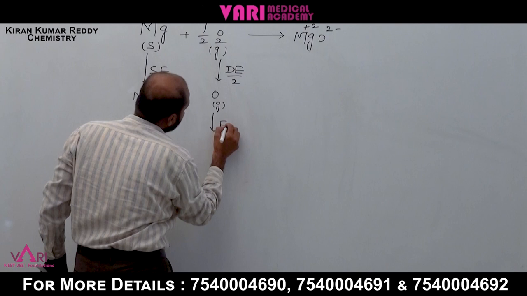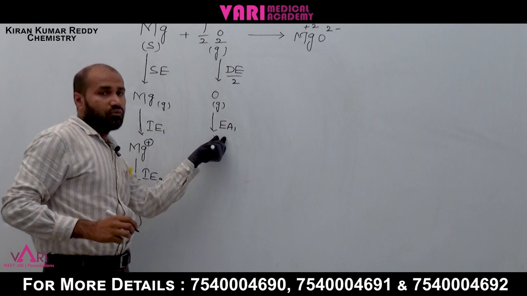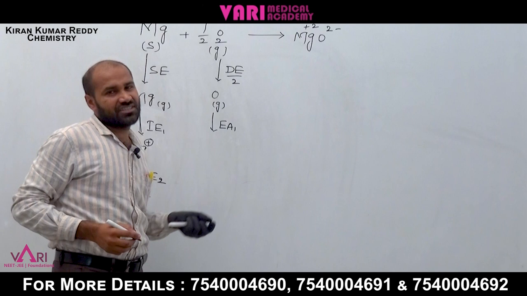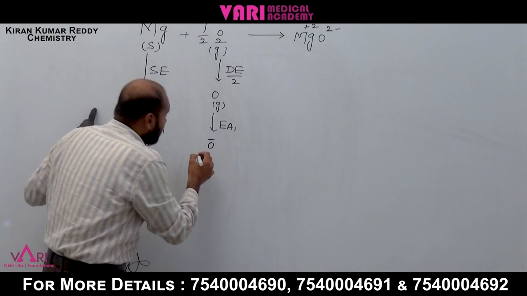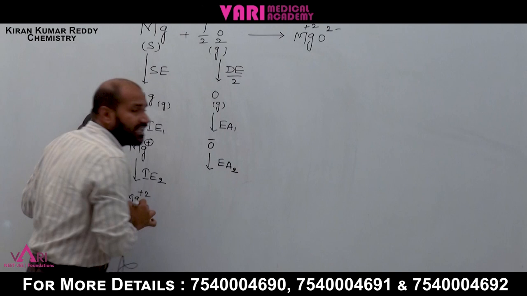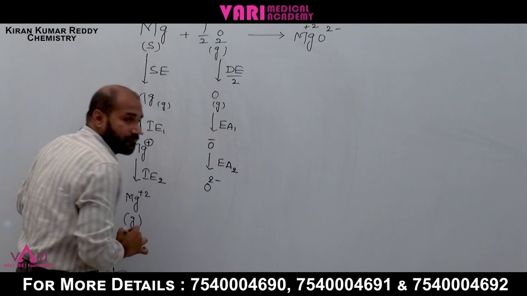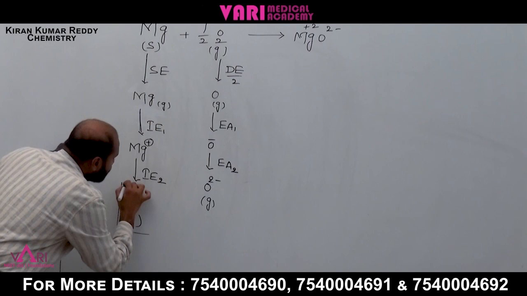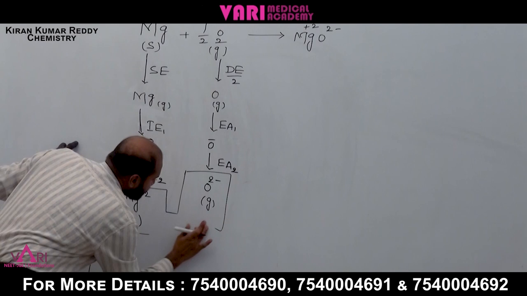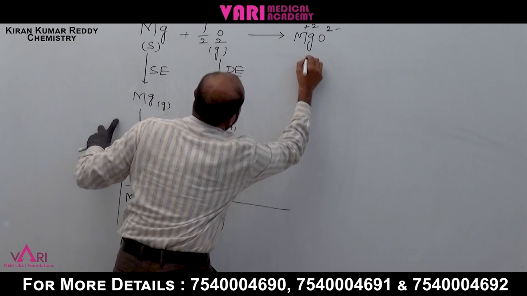EA1, electron affinity 1. In electron affinity 1 we are adding an electron to the outermost shell. Now an extra electron is added, so O minus is formed. Now again EA2. What is EA2? Electron affinity 2. Now an extra electron is added, so O2 minus. Now this one is gas and this one also gas. These two, Mg plus 2 and O2 minus, are combining. What is the energy released? That is called lattice energy, minus lattice energy.